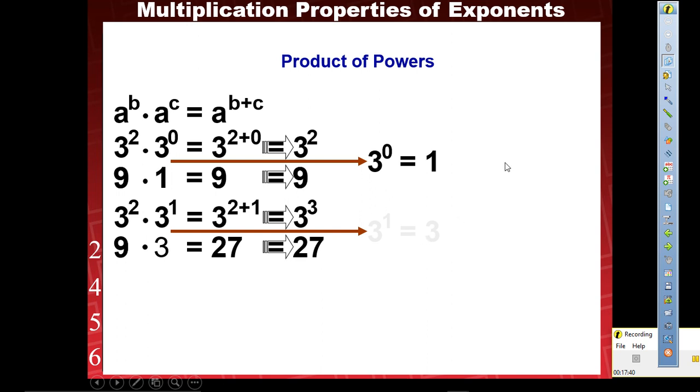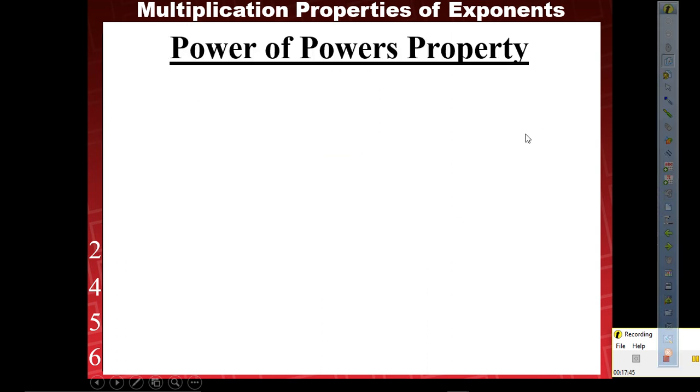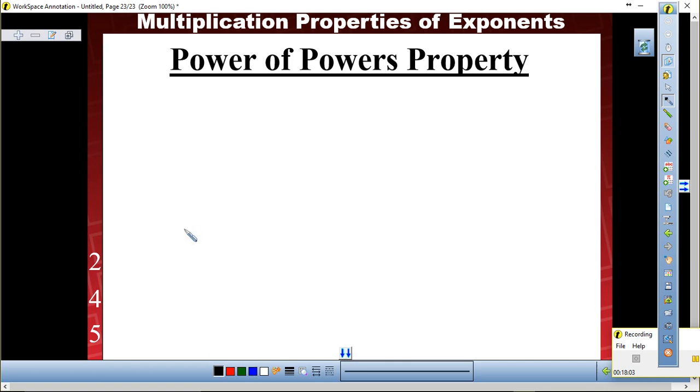We got it? All right, so with that said, turn your paper over. In the back, I want you to write power of powers property. Power of powers property. And write example Q. All right?